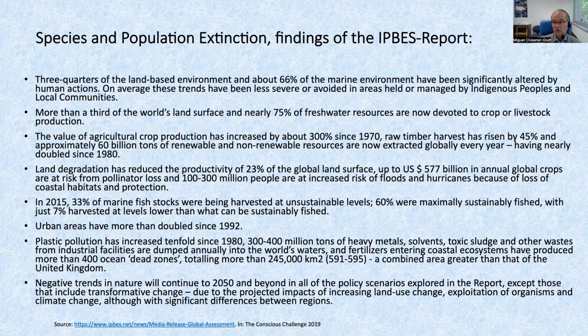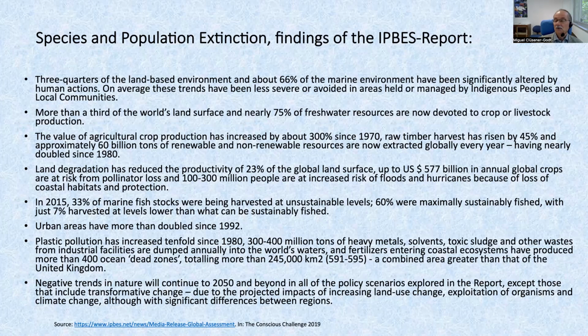75% of freshwater resources worldwide are now devoted only to crop and livestock production. The value of crop production has increased by 300% since 1970. And of course, the raw timber harvest has gone up by almost 45%, they say here. So all this extraction of natural resources has more than doubled. The land degradation, of course, has meant a loss of productivity by 23%.